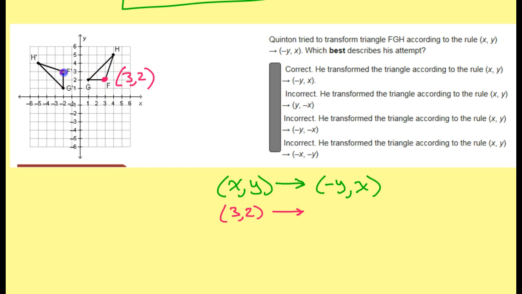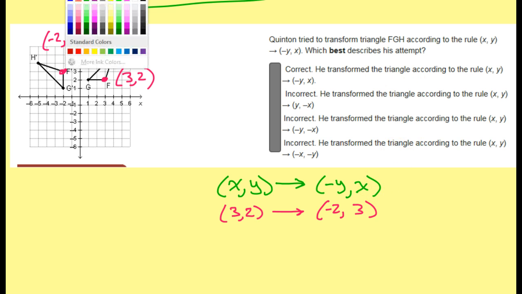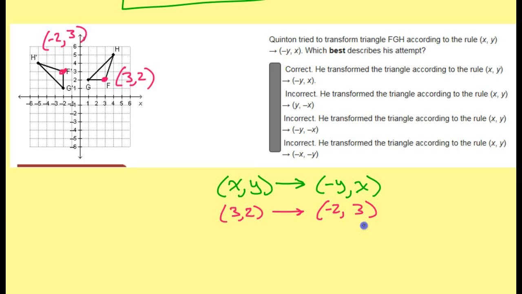Now, look at F prime. That is the point (-2, 3). Alright, because it's left 2 up 3. So it went to (-2, 3). Now, he was trying to do this green rule. Now, let's make a rule showing what he actually did and see if he was right. Okay, so let's make a blue rule showing what he actually did.